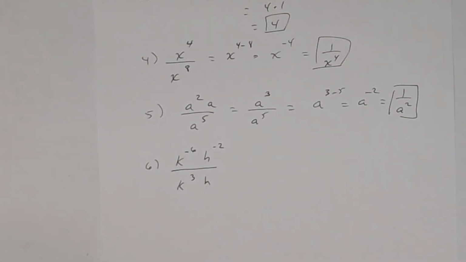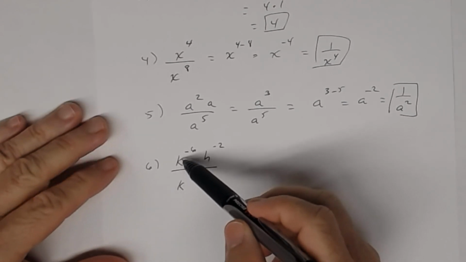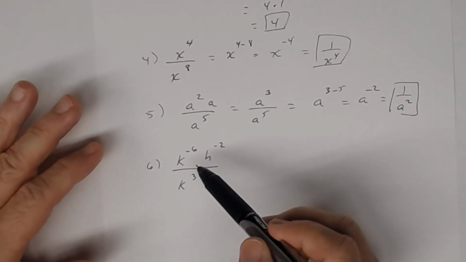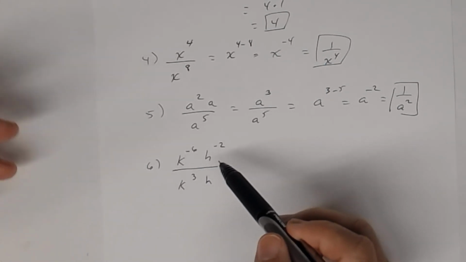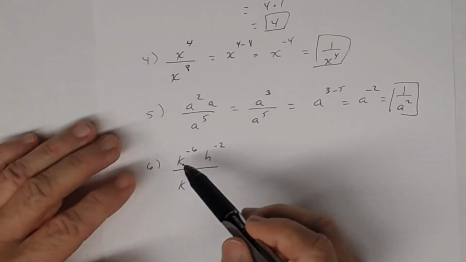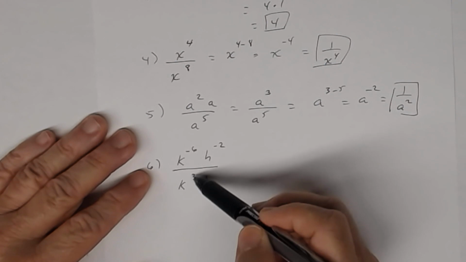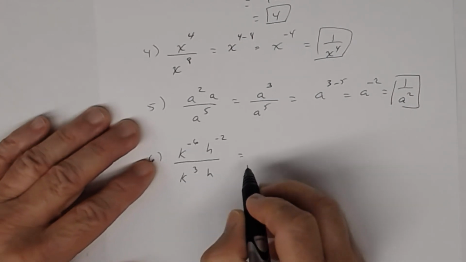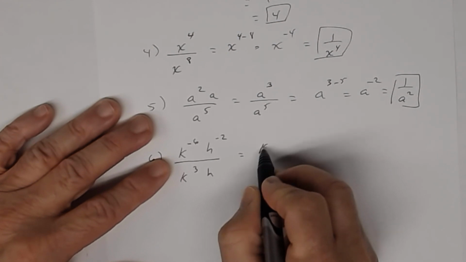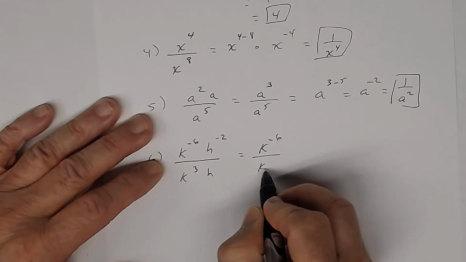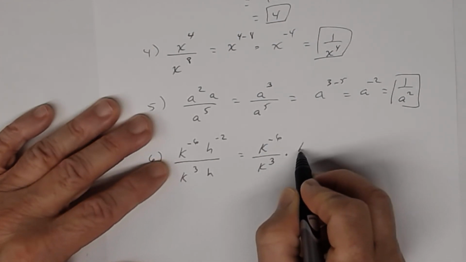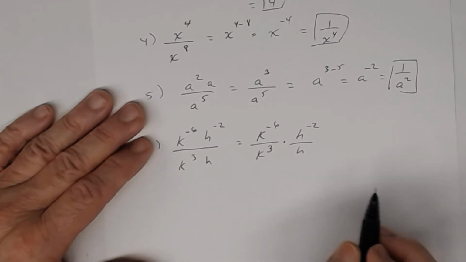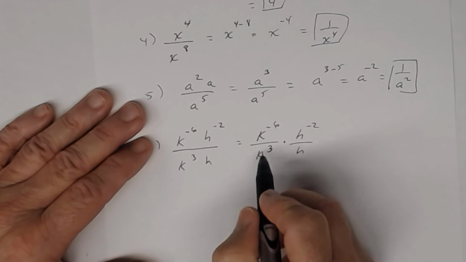So what we've done in the past was first of all, the numerator, I can't use any properties in terms of multiplying like bases. None of these are like bases. So the way I would do this is I would group the k's together and group the h's together. That's the way I would do this. So this becomes k to negative 6 divided by k cubed times h to the negative second divided by h. That's the way I would think about that. And then I would use the quotient rule now.